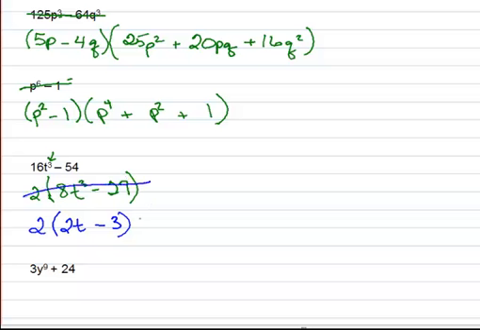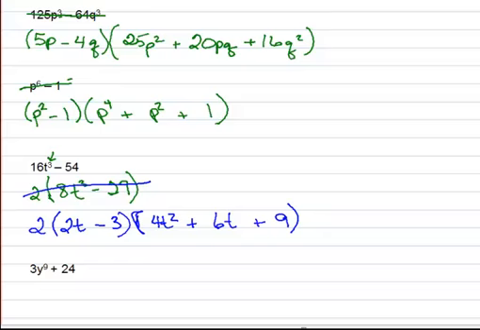And now I'm looking at my new binomial. Square the first, change the sign, multiply the 2, always a plus, square the last, and you're done. So again here, the key was finding that GCF first.